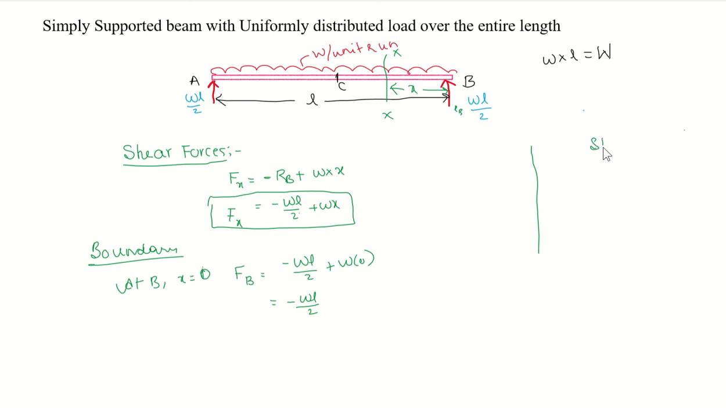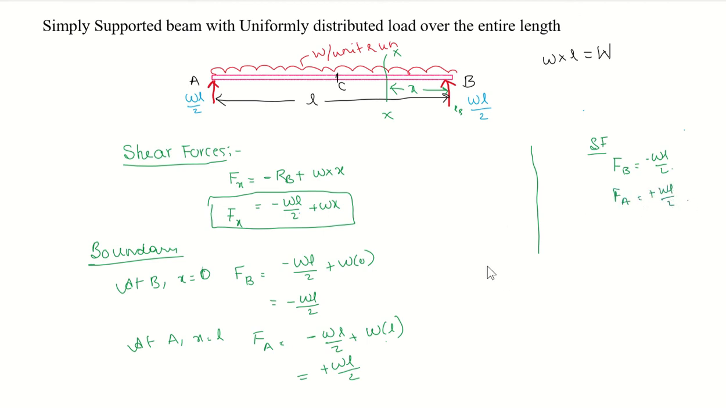So I will write the shear force FB is equal to minus WL by 2. Now at A, what happens? X is equal to L. FA is equal to minus WL by 2 plus W into L. So we will get plus WL by 2. So FA we got as plus WL by 2.